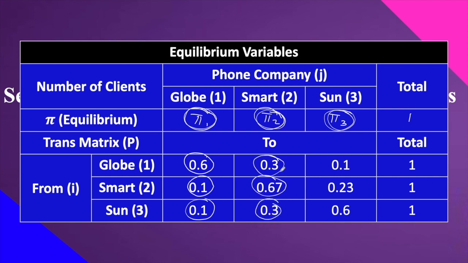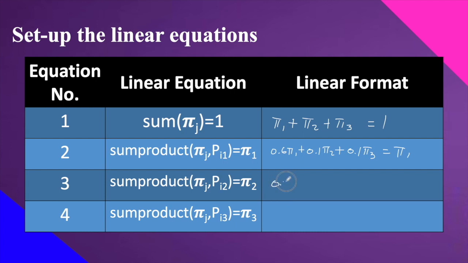So, 0.3, 0.67, and 0.30. 0.3 pi sub 1, 0.67 pi sub 2, and 0.30 pi sub 3. And this is equivalent daw to pi sub 2. Okay? I hope you get it.